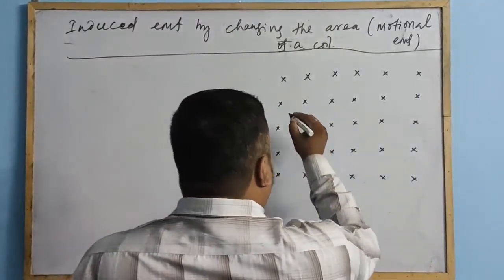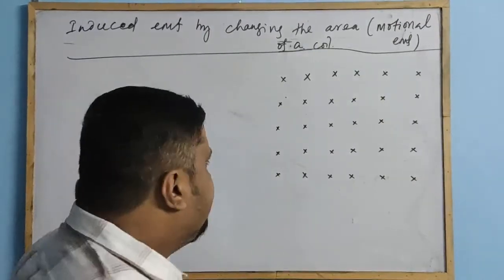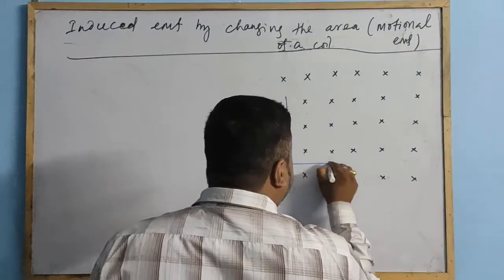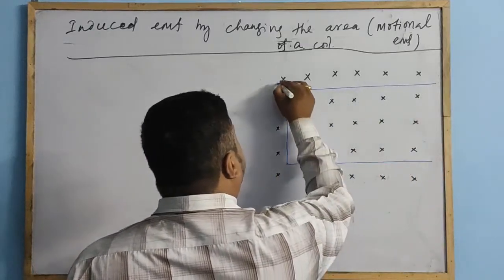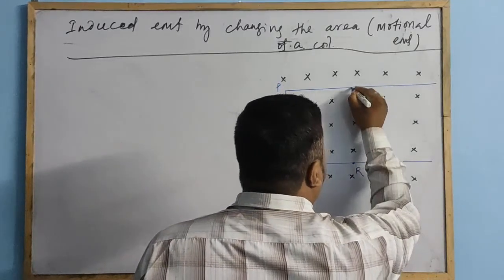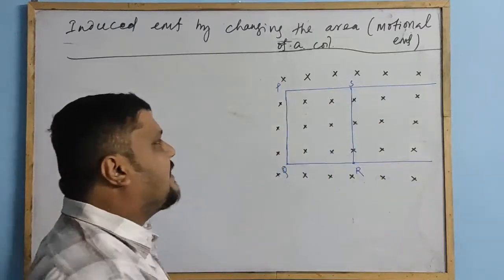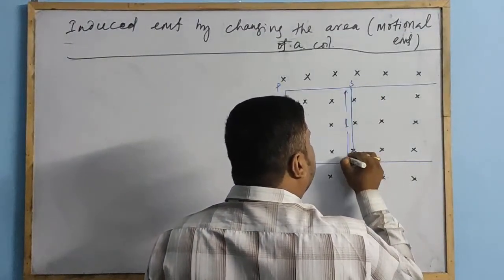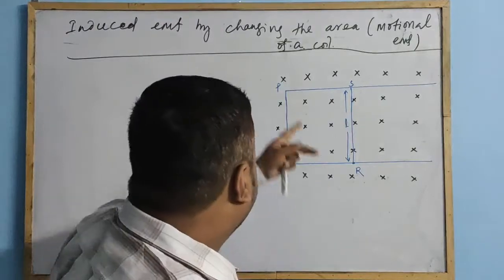Okay, a rectangular coil. Think that there is a rectangular coil PQRS, like this. PQRS is a rectangular coil. Let the side RS be of length L. This side is L, and this side is B, which is not required here. So I take this as L. This is a rectangular coil.